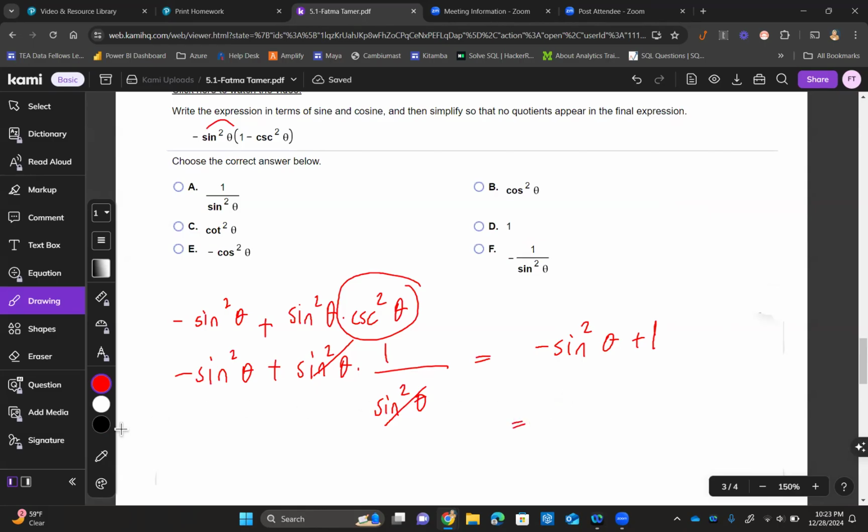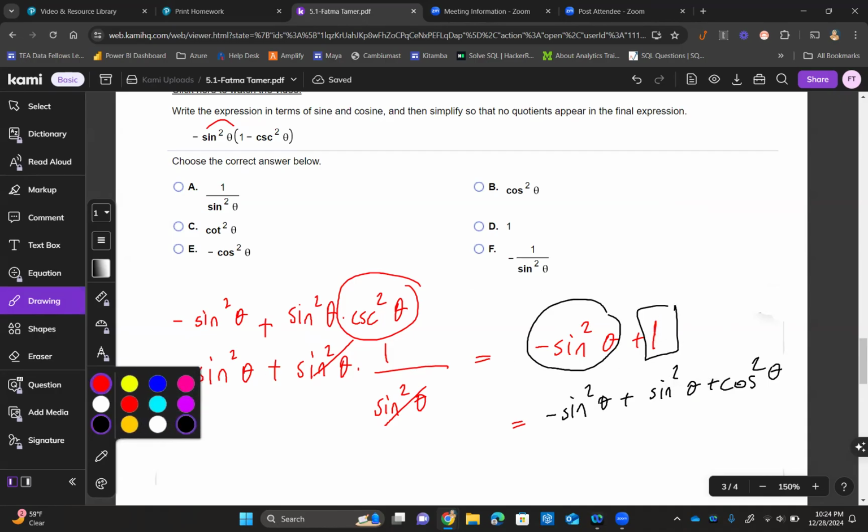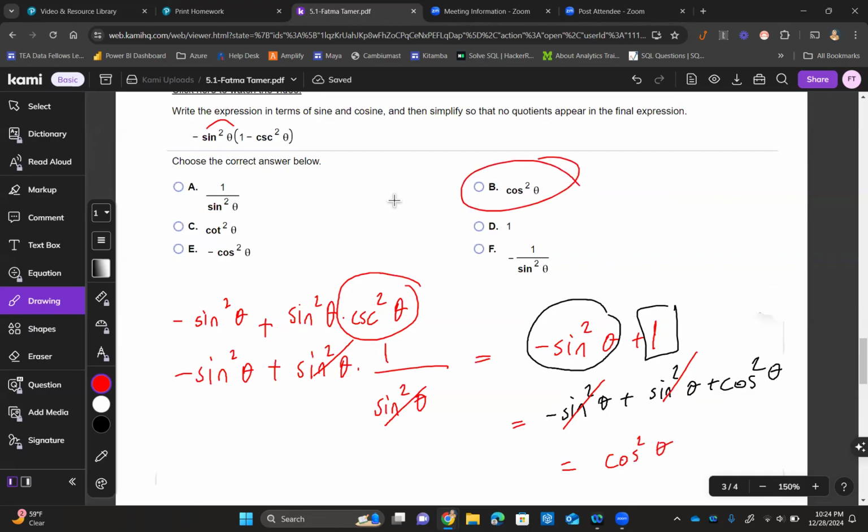When I continue to simplify this, I will keep this one with me, but I know that instead of 1, I can still write sine squared theta plus cosine squared theta, because sine squared plus cosine squared is always equal to 1. This allows me to cancel the negative sine squared theta with positive sine squared theta. So I'm just going to end up with cosine squared theta as a final answer for question 12. And this is what you're going to do for 5.1 when we say trigonometric identities.